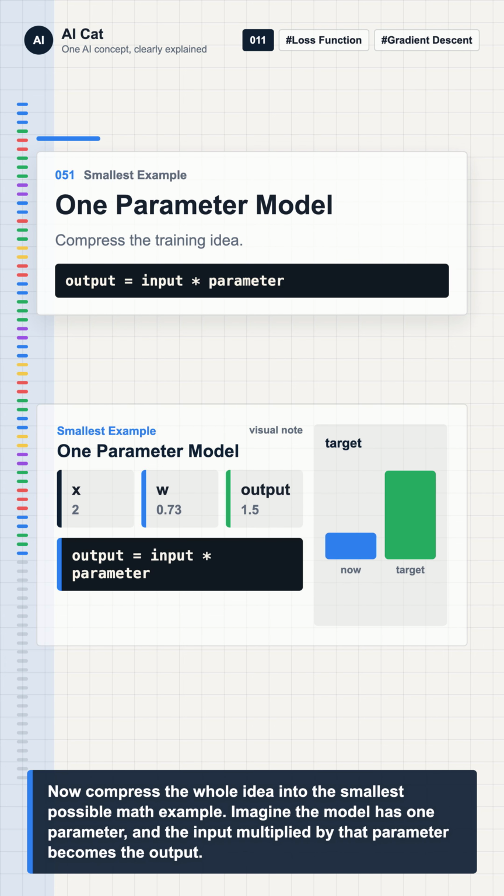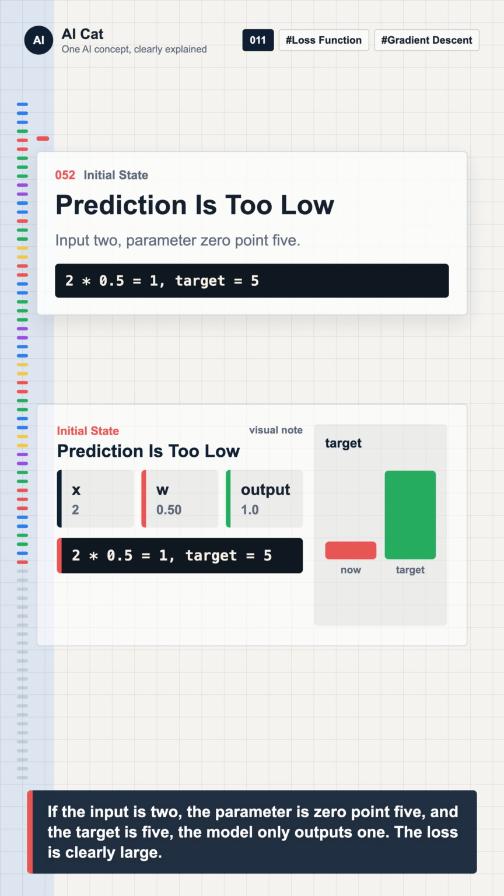Now compress the whole idea into the smallest possible math example. Imagine the model has one parameter, and the input multiplied by that parameter becomes the output. If the input is 2, the parameter is 0.5, and the target is 5, the model only outputs 1. The loss is clearly large.